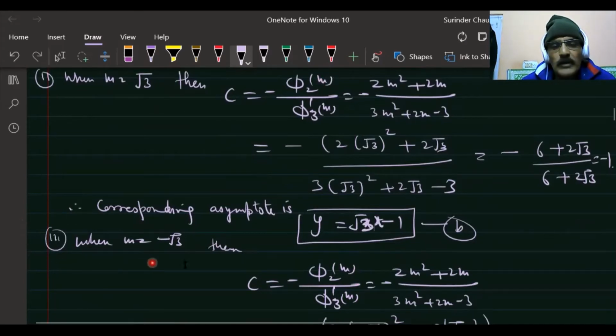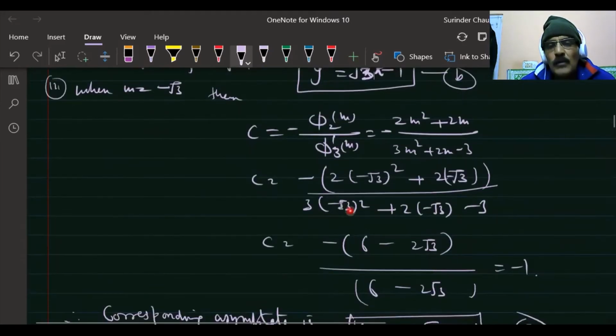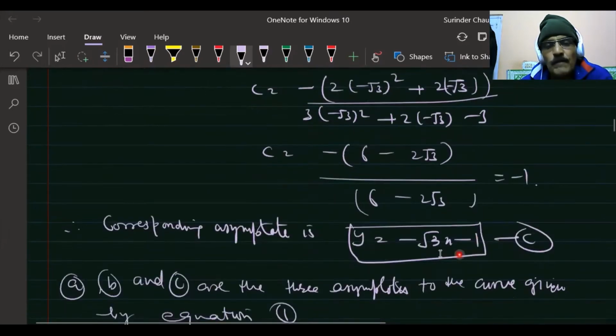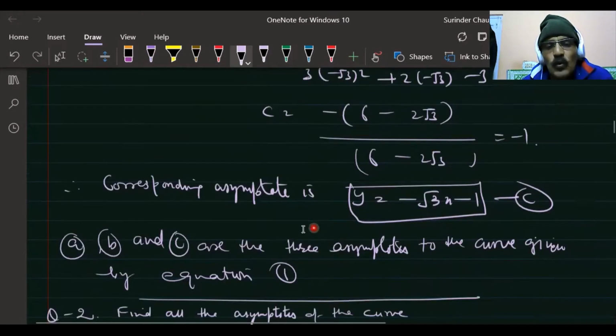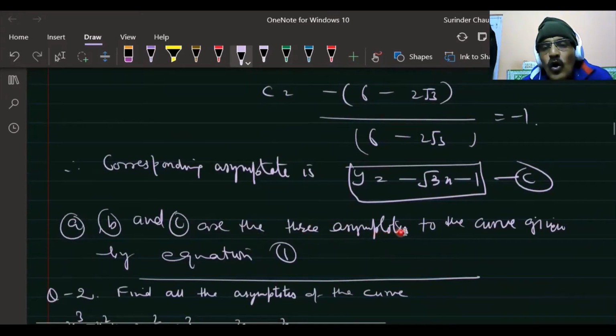Now for m equal to minus under root 3, find the value of c again from the same formula. Put m equal to minus under root 3 and solve it. We get c equal to minus 1. So the asymptote will be y equal to minus under root 3 x plus minus 1. These are the three asymptotes of the rational algebraic curve given first.